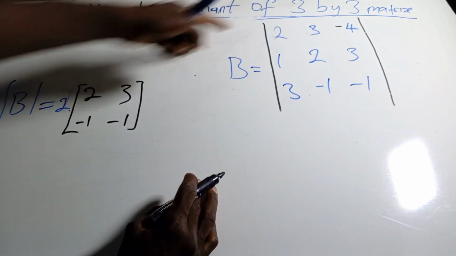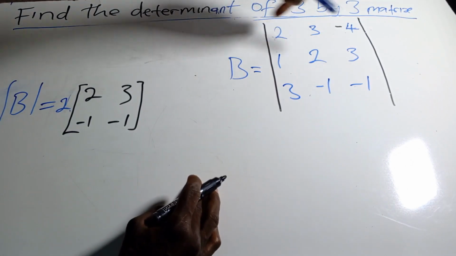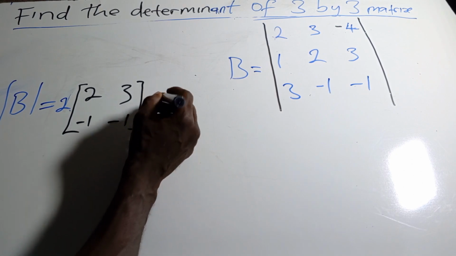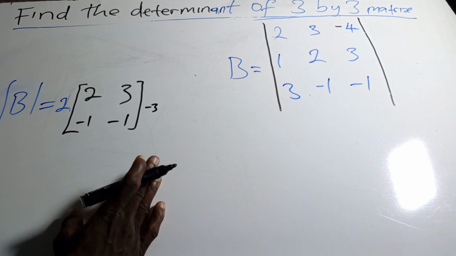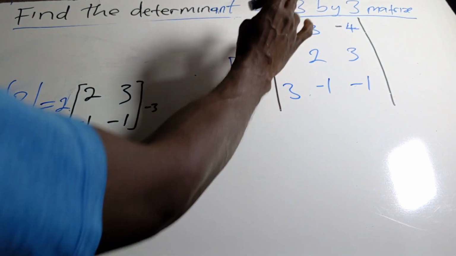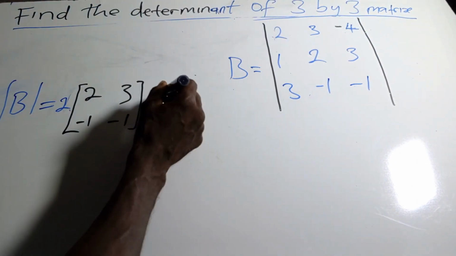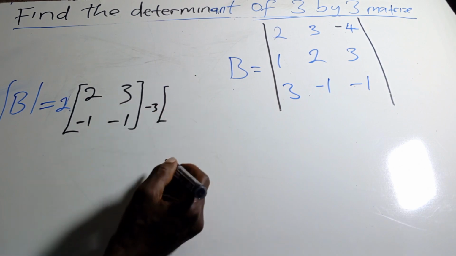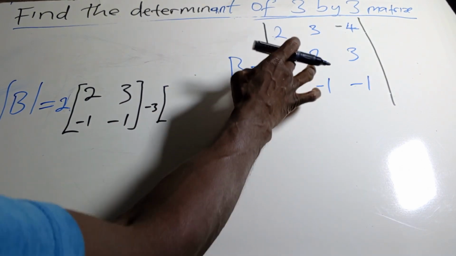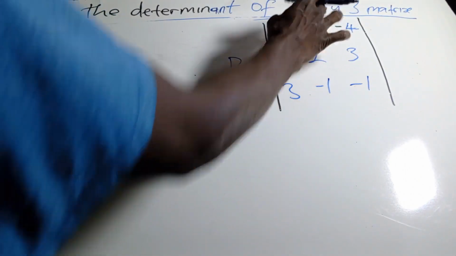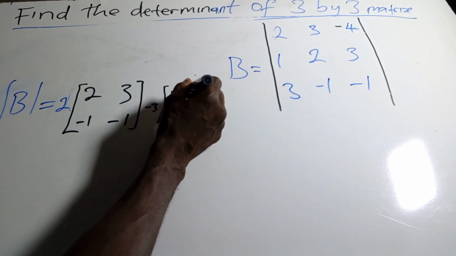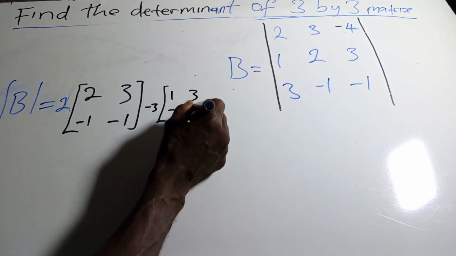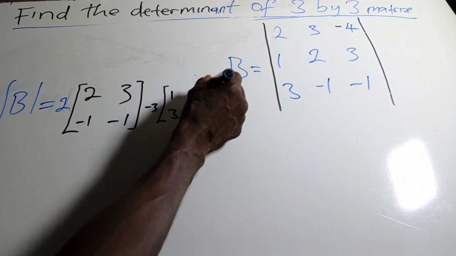Then we're going to take 3 again. Since we are taking the first row here, we take minus 3. The number doesn't contain minus, but based on the rule, this is plus, minus, plus. That is, we open another matrix. Then we're not going to use any number in line with this 3. We're going to take only the numbers outside: this 1, 3, 3, and minus 1.